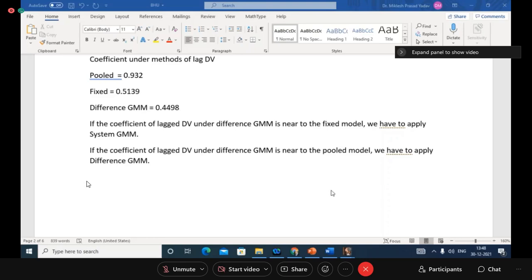Dear participants, is there any logic behind this? Means if it comes closer to the pooled coefficient when I apply this, or... It is a thumbs up rule, sir. No, this is a thumbs up rule. Hardly in a few papers might you get this process. Directly people apply difference GMM and system GMM. They do not report like this. But my preference, my suggestion, is to do like this.